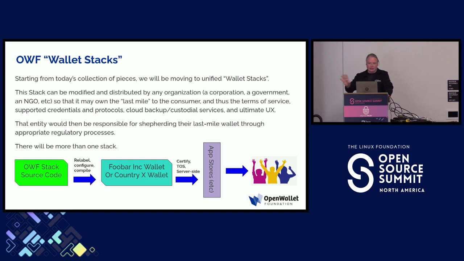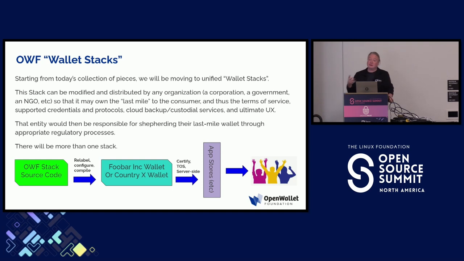So the big picture of what we're ultimately pulling together are pieces of code that we put into a stack. What we hope to see happen, and what we are seeing happening, is that either companies will take those components, relabel them, maybe set some different parameters, compile them, or a country will do the same thing. I mentioned those 22 member states, but there are certainly other countries we've been talking to. Those entities will then certify that the code does what they need it to do. They'll put a terms of service on it, which you need to do to put things in the App Store. There might be a server-side component.